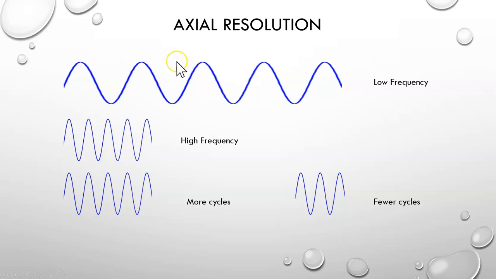With low frequency, many pulses, we get a very large spatial pulse length. With the same number of pulses, at a higher frequency, we get a much shorter spatial pulse length. And then we can even shorten beyond that by utilizing fewer cycles.